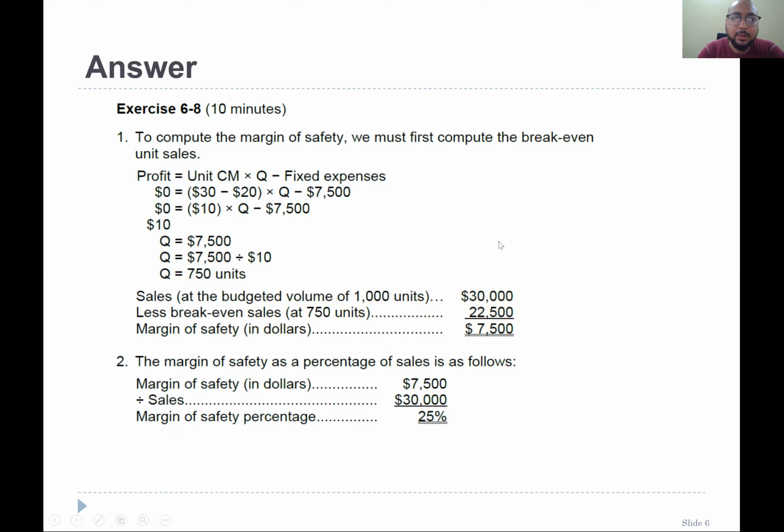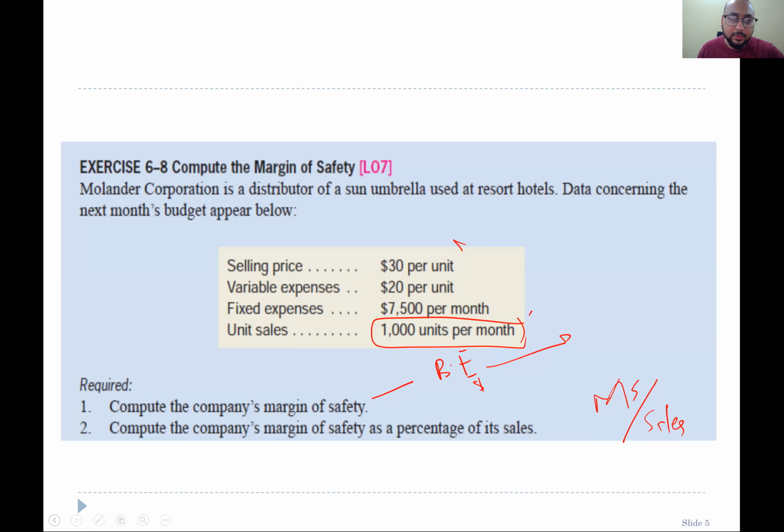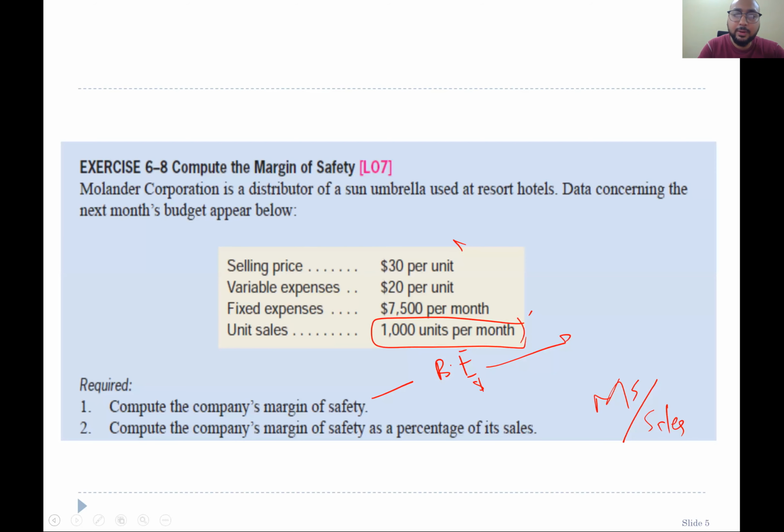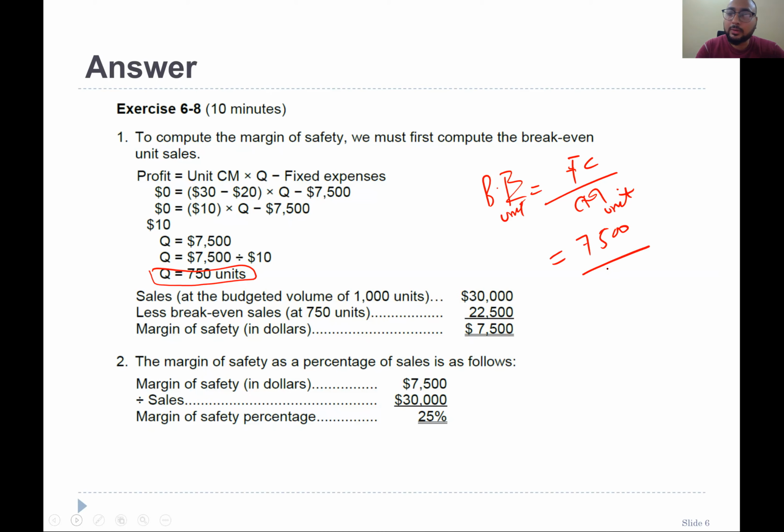So here we go. Let me give you the answer. Break-even units are 750. The formula is break-even in units, fixed cost divided by CM in units. How much is the fixed cost here? 7,500. What is CM? Sale price per unit 30, variable cost 20. So the answer would be 10, and 750 units.